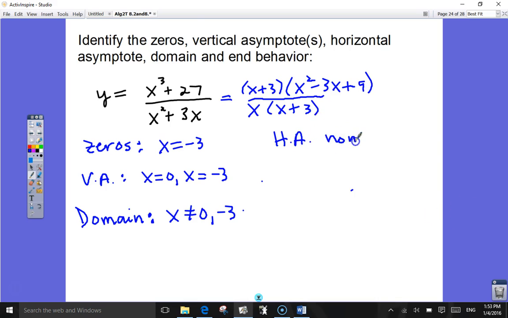What is the horizontal asymptote? None, because x to the third over x squared. And that makes the end behavior y approaching plus or minus infinity. Now there's something wrong with that, isn't there? How could it be that negative 3 is a zero of the function if it's actually a vertical asymptote of the function?